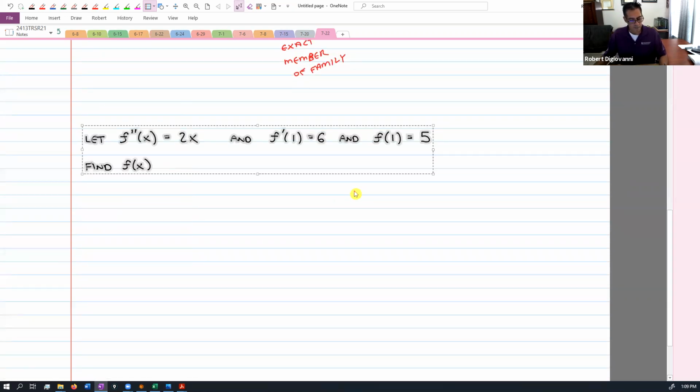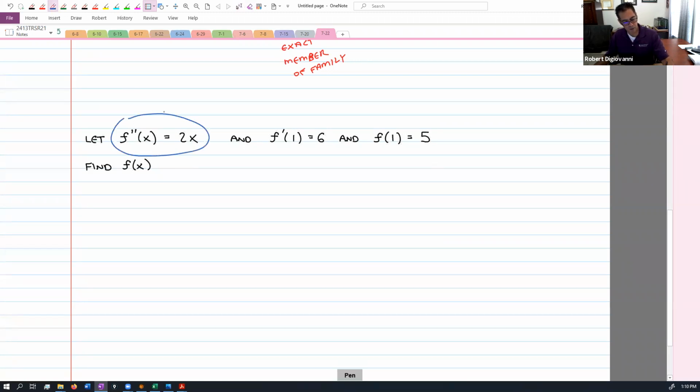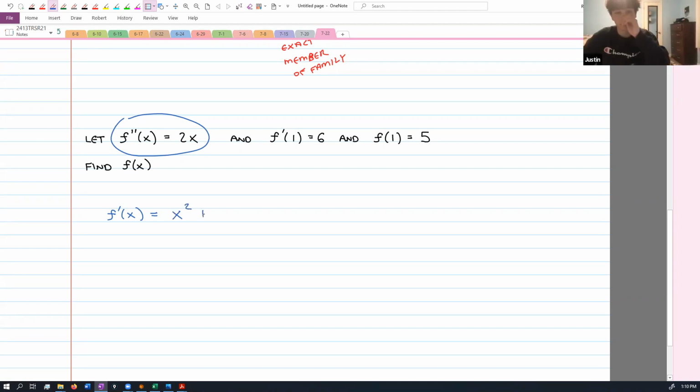All right, here we go. So first thing we do, we start with this and we say, what's the antiderivative? Well, the antiderivative will be the first derivative because that's the second derivative. And what is the antiderivative of 2x? Use your rules. X squared plus C. Good. That's what we learned last class. So that's f prime, right? Start with the second derivative.